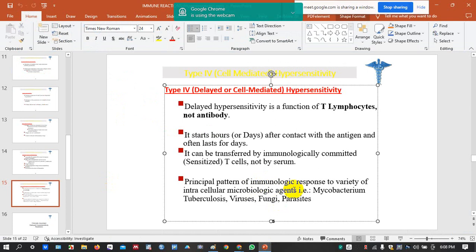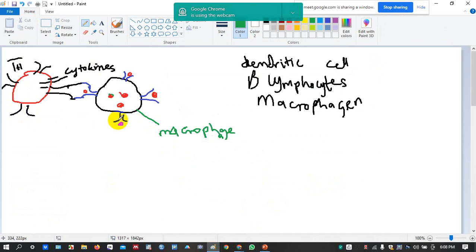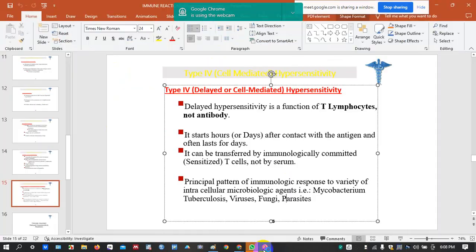Okay, so principal pattern of immunologic response to a variety of intracellular agents. I forgot this. These blue colored molecules are the MHC class 2. If it is in human beings, it will be what? HLA 2 molecules. MHC class 2 molecules present antigens to what? T helper cells. Principal pattern of immunologic response to intracellular microbiologic agents, that is Mycobacterium tuberculosis, viruses, fungi. So this is what happens.